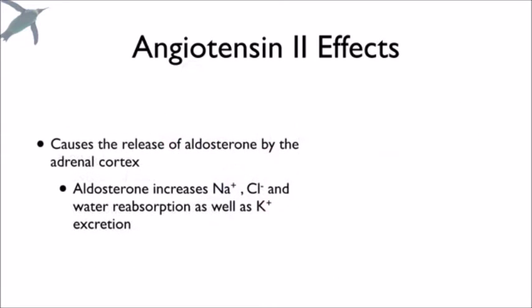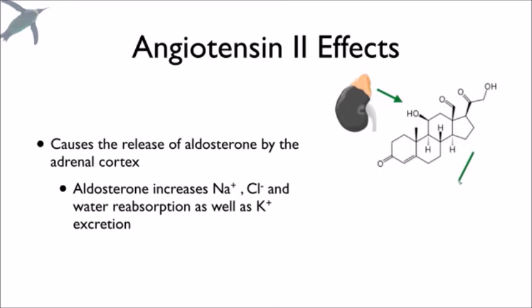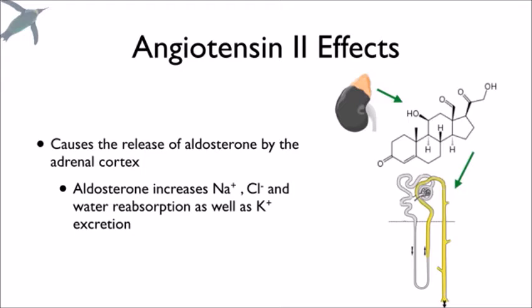In addition, the adrenal cortex is going to be stimulated by angiotensin 2 to release the steroid aldosterone. And aldosterone is going to have an effect in the nephrons as well. You're going to get an increase of ion and water reabsorption. So again, all of these ions and water reabsorption is going to act to increase fluid volume and ion retention, and increase the blood pressure.